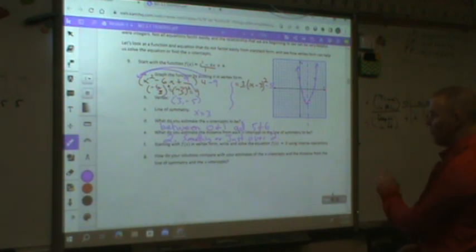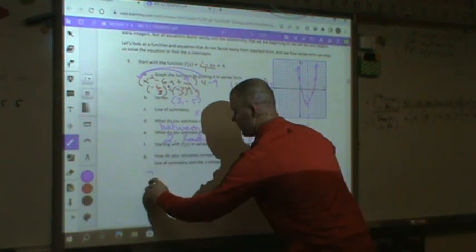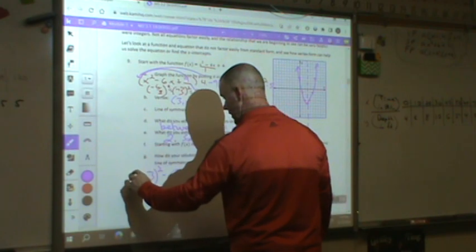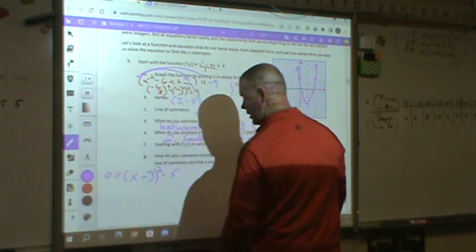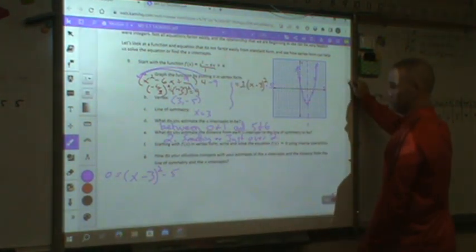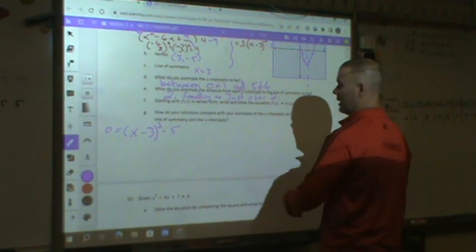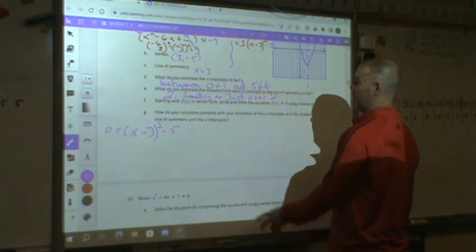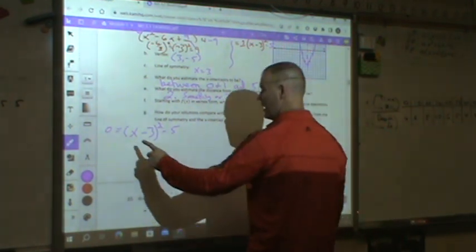F says start with vertex form and solve. Okay, so x minus 3 squared minus 5 equal to 0. I bet you I'm going to get an answer that's 3 plus a little bit and 3 minus a little bit, and that little bit's going to be just over 2. How do I know that?